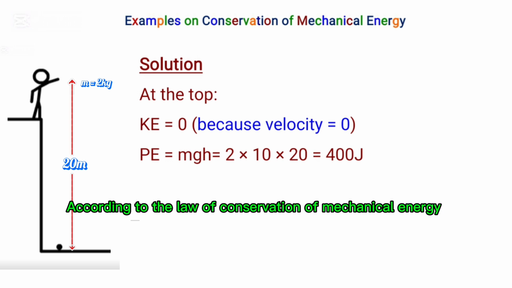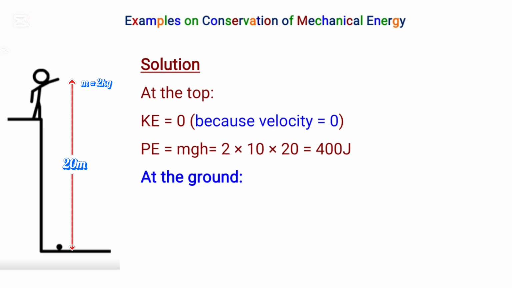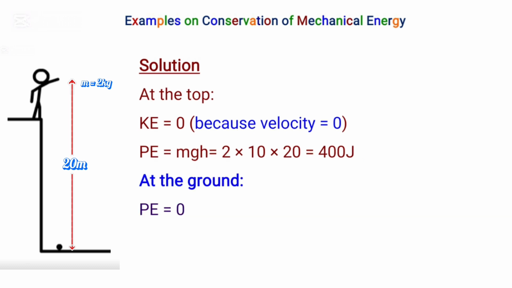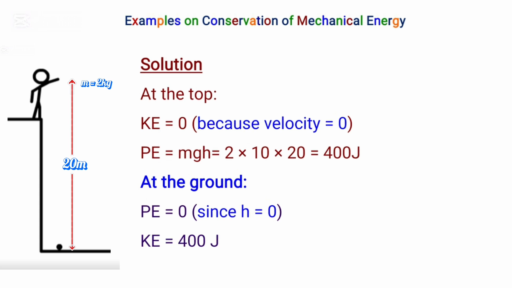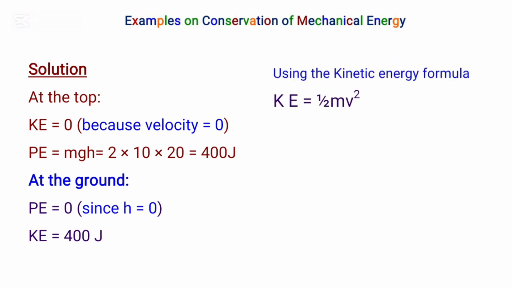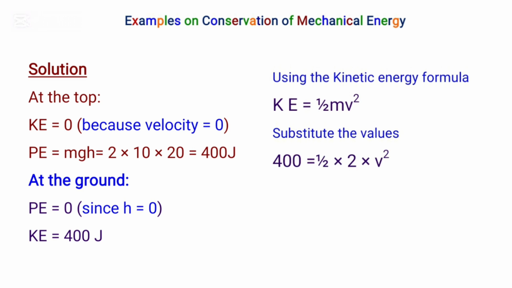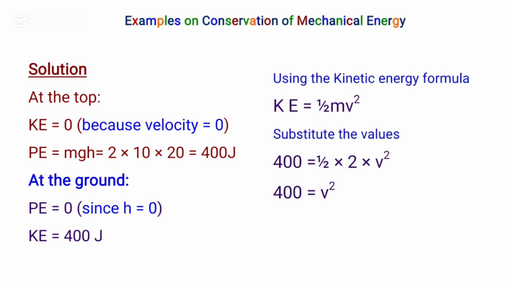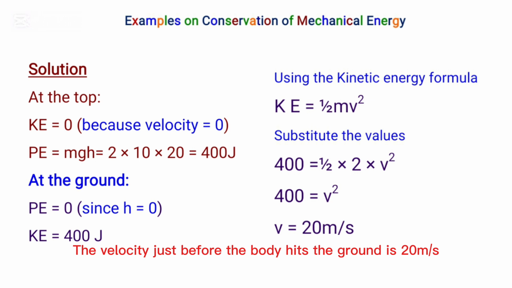According to the law of conservation of mechanical energy, total energy remains constant. At the ground, potential energy is equal to 0 since h is equal to 0. Therefore, kinetic energy is equal to 400 joules. Using the kinetic energy formula, half mv square, substitute the values. 400 is equal to half times 2 times v square. 400 is equal to v square. V is equal to 20 meter per second. The velocity just before the body hits the ground is 20 meter per second.